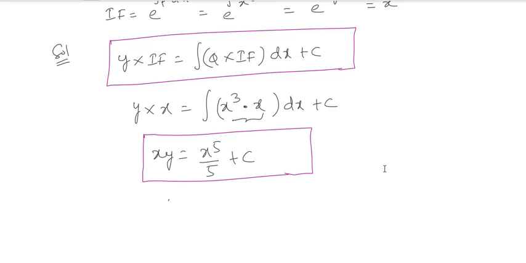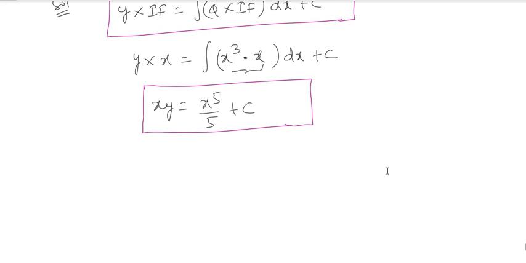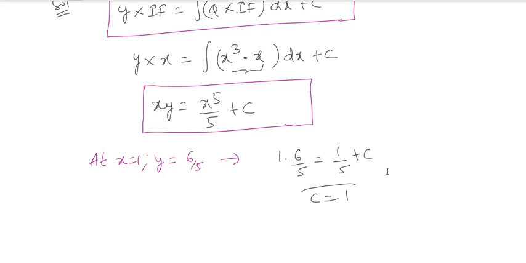Then based upon that, you will use the conditions they have provided. So what is the condition there? At x = 1, the value of y is 6/5, they have given. So just substitute this: x is 1 and y is 6/5, which is equivalent to 1/5 + c. So c will be 6/5 minus 1/5, which is 5/5, so the c value will be 1. You can check it out.